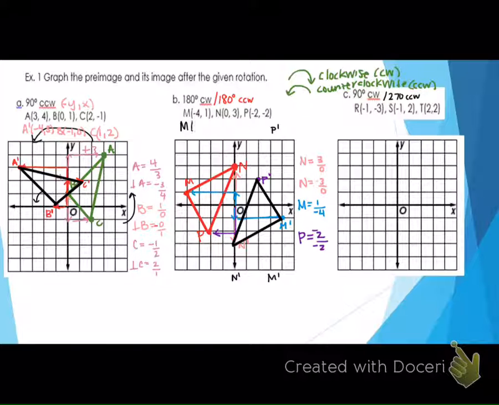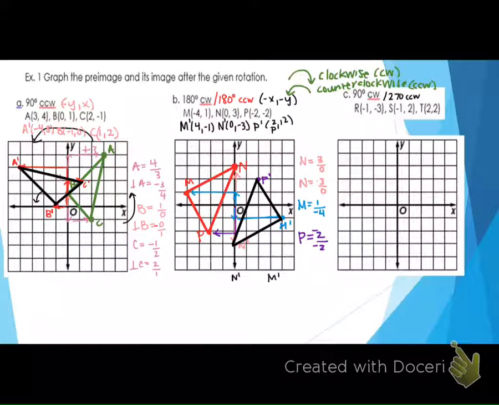So M is now at 4, -1. N is now at 0, -3. And P is now at 2, 2. What do you think happens with this one then? What's the rule? You just switch the signs. Yep. Just -x, -y. 0 isn't positive or negative. That's why the sign doesn't matter there. So again, if you're a rule person, I'm telling you guys the rules as well. Does that make sense why I'm doing that? And you're kind of figuring out what they are in the end there.